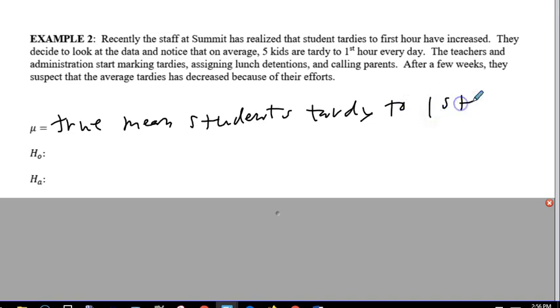Again, you're just taking this right out of the paragraph. It's not rocket science. It's not complex. It's just, what are they talking about? They're talking about students late first hour. Again, you use the word tardy, whatever, late, students, kids, whatever. Now, what's the H0? They're saying mu is 5 minutes. The Ha is, they're hoping it's going to be less than 5, not 5 minutes, 5 kids, sorry. So right now it's 5, and they're hoping it's going to decrease. That's less than 5.